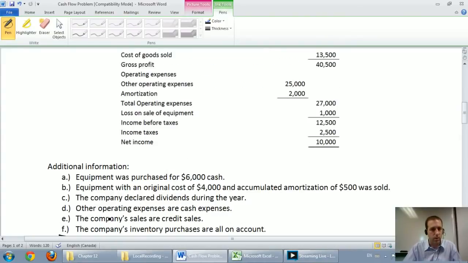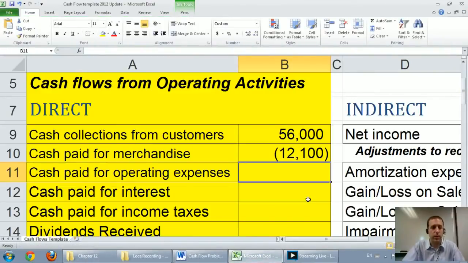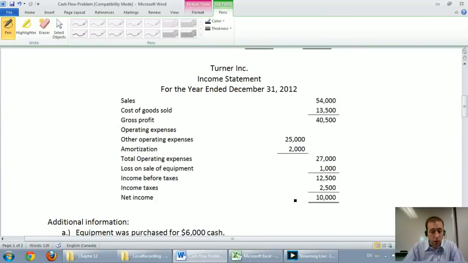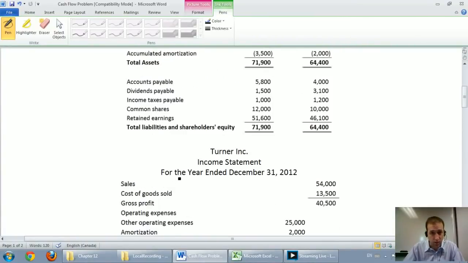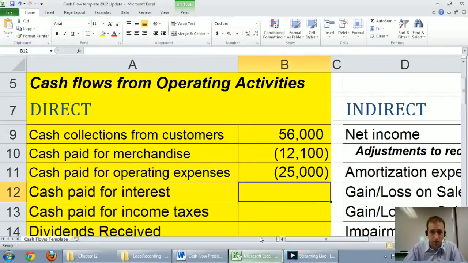Now there is a note about this. It says other operating expenses are cash expenses. So not amortization, but other, these 25,000 are our cash expenses. So I'm going to fill that in. I spent 25,000 on operating expenses. Cash paid for interest. I'm looking now for interest expense or for interest payable. I don't see interest expense. I don't see interest payable. So this one I'm going to leave blank. And if I were doing this on my own, I actually wouldn't even have this line in it, right? Because if it's a zero, then there's no point.